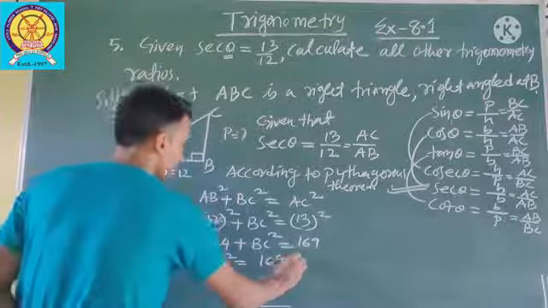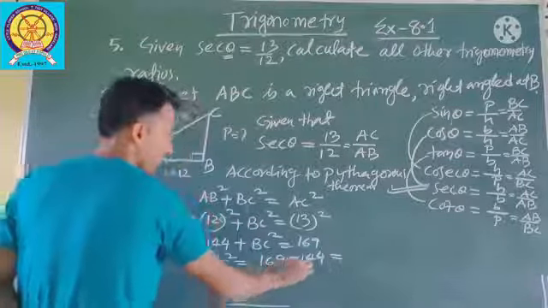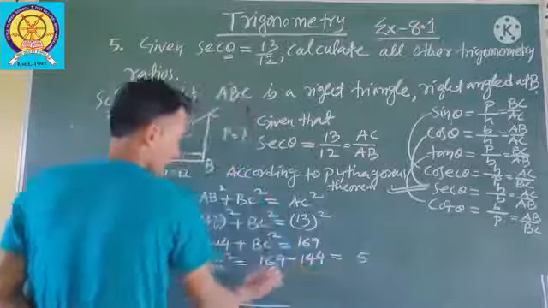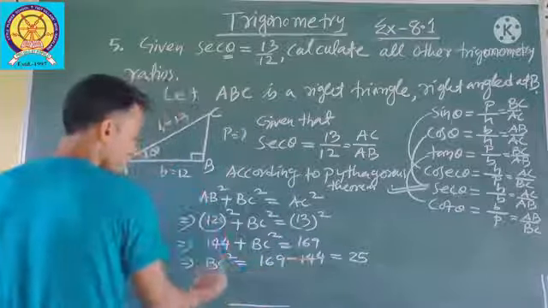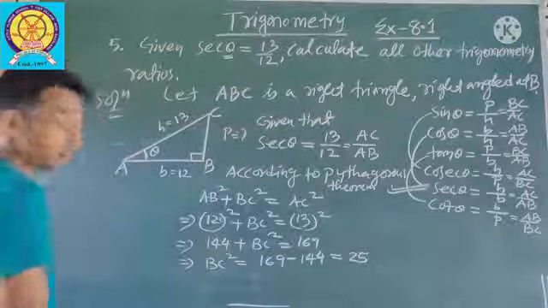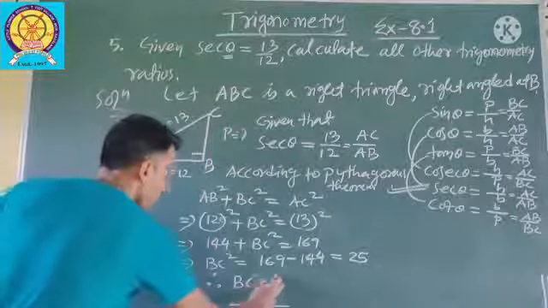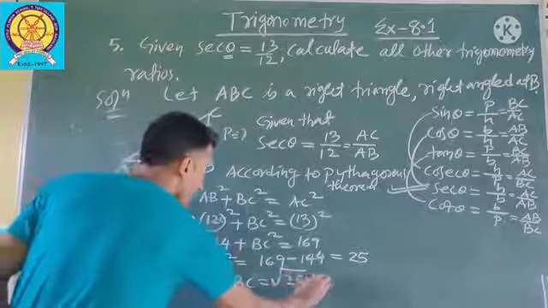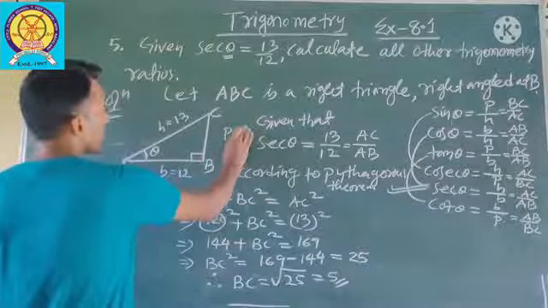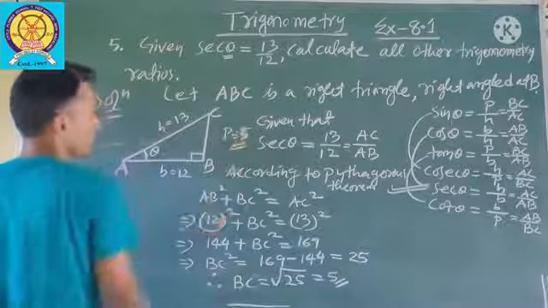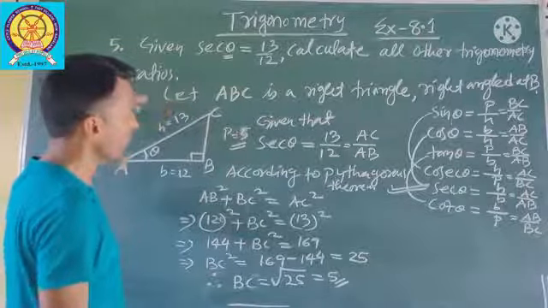This 144 you take to the right side. 9 minus 4 is 5. 6 minus 4 is 2. 1 minus 1 is 0. That means BC square we get 25. Therefore BC is square root of 25, which is 5. So this side we get 5. BC is 5. So now we can find all other ratios.